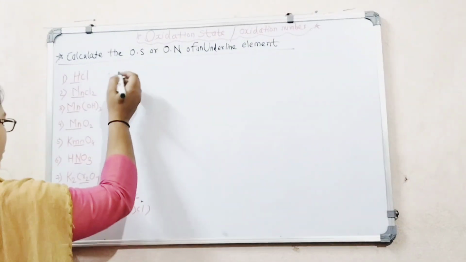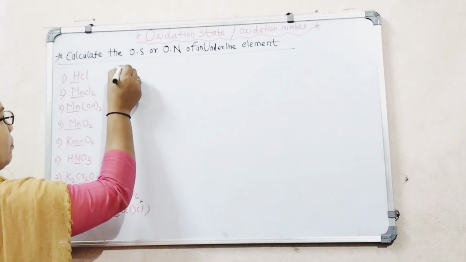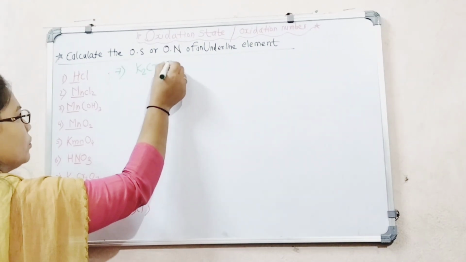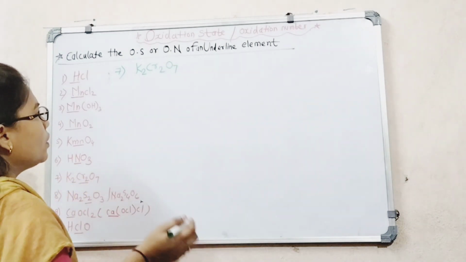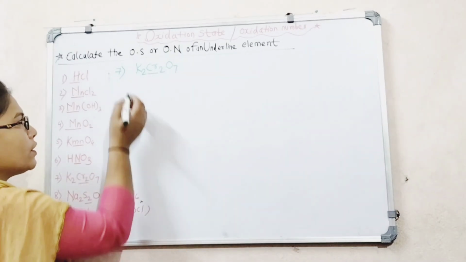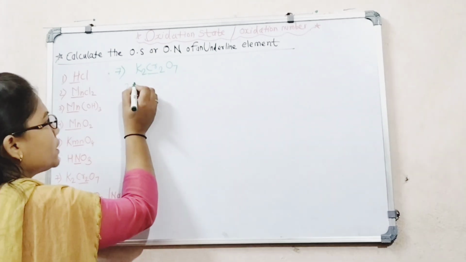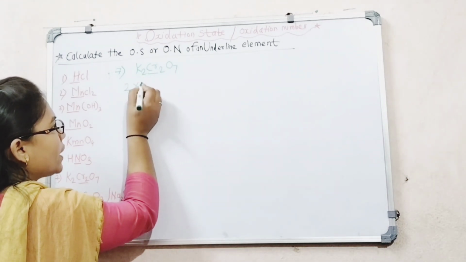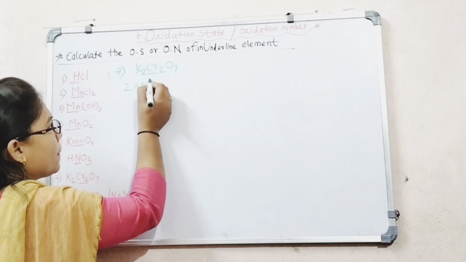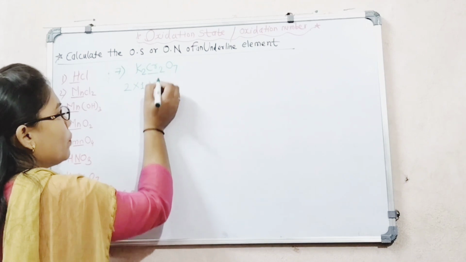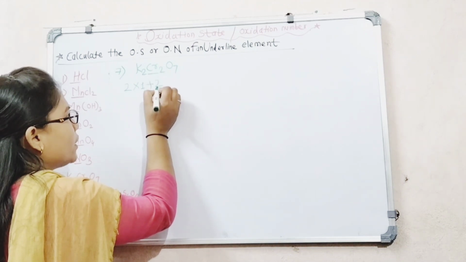Next example, example number 7, K2Cr2O7. In this example, how many atoms of potassium? 2. So that's why I write here 2. And the oxidation state of potassium is plus 1. So that's why I write here 1, which means plus 1. Plus, how many atoms of chromium? 2. So that's why I write here 2.